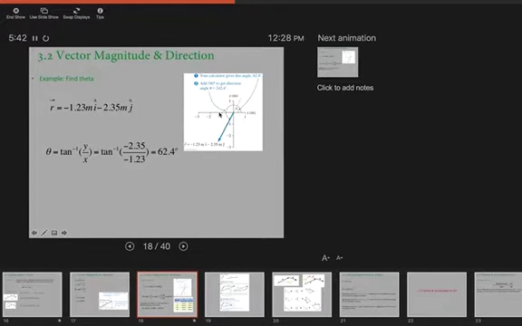Minus 2.35j, meaning I want to go down in the j direction, in the y direction, down by minus 2.3. This is minus 1, minus 2, minus 2.3. So this is my r vector which you can see here. Now can you calculate the angle?